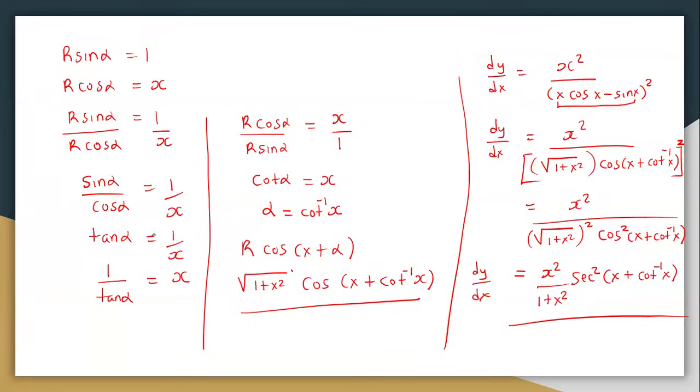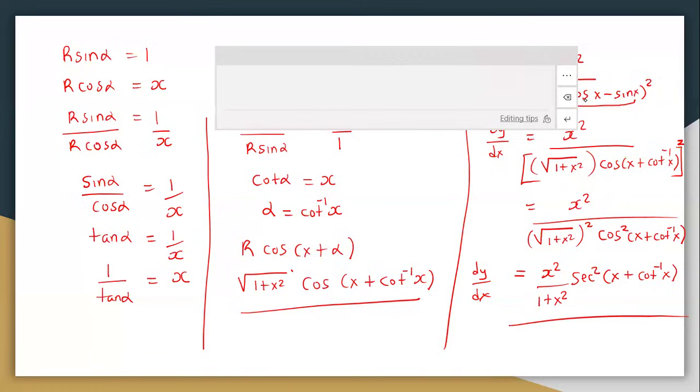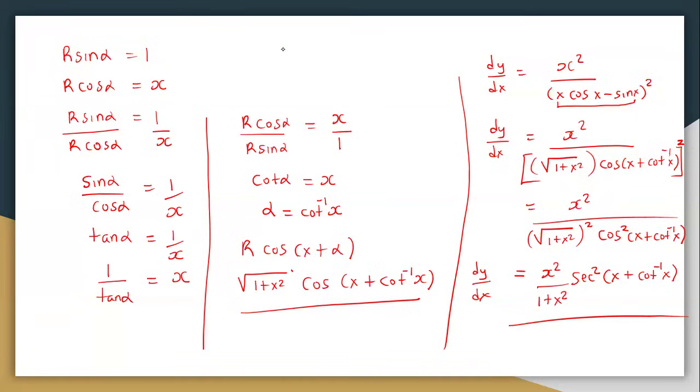So how did you introduce the root? The root came from this side. Remember, you got your r as root of 1 plus x squared. So when I substitute r, I put it the way I had obtained it. So that's where the r came from.